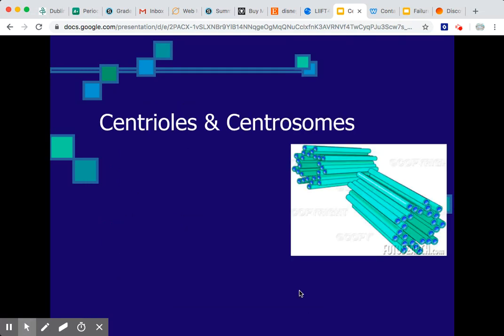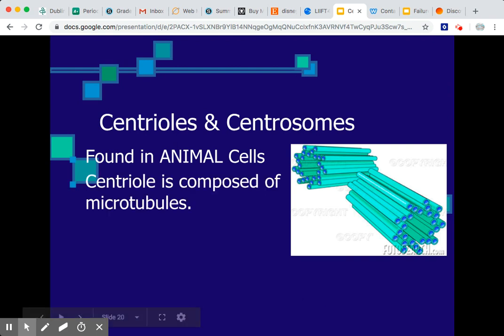Just like most of the organelles, we will talk more about centrioles and centrosomes when we get to cell division. These are found exclusively in animal cells. And a centriole, and this is a centriole, and this is a separate centriole. So you may want to go back and look at your drawing or maybe draw this at this point so that you can tell the difference between these two.